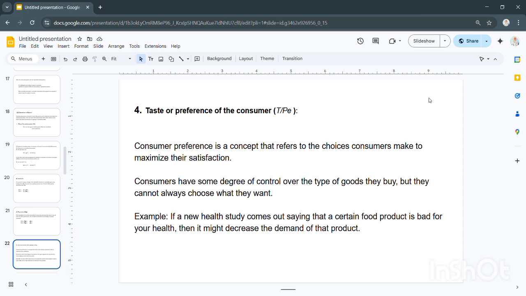Taste or preference of the consumer. Consumer preference is a concept that refers to the choices consumers make to maximize their satisfaction. Consumers have some degree of control over the type of goods they buy, but they cannot always choose what they want. Example, if a new health study comes out saying that a certain food product is bad for your health, then it might decrease the demand of that product.